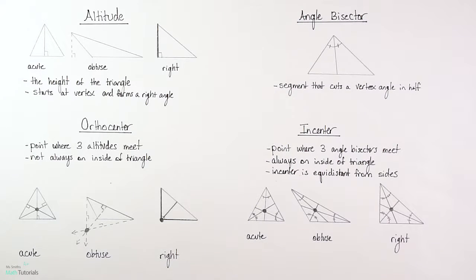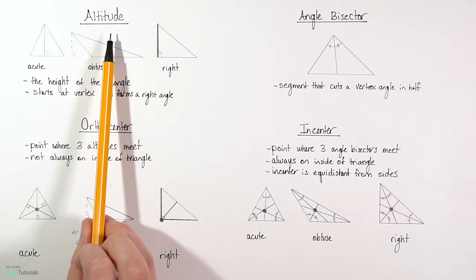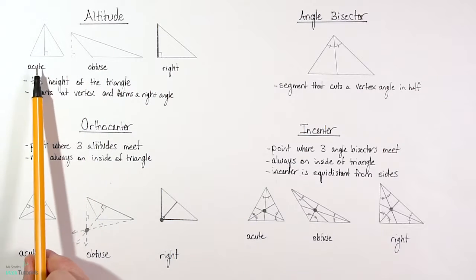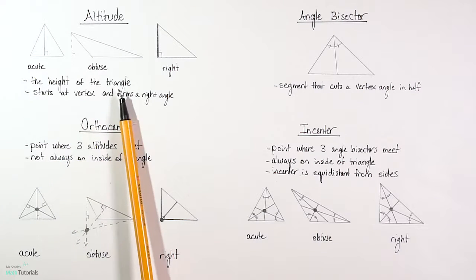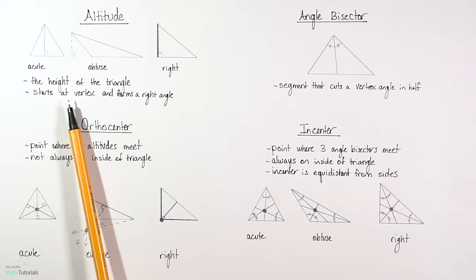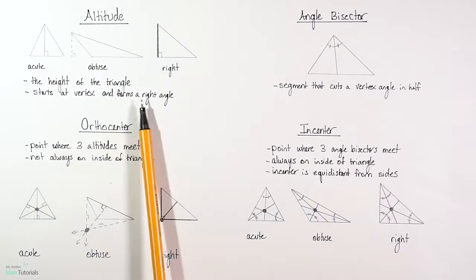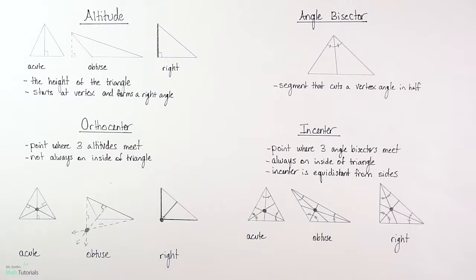Okay, let's look at our final two. We have an altitude. Now, an altitude can look really different when we have an acute, obtuse, and right triangle. So I've drawn each of those so we can kind of see. But an altitude is essentially the height of the triangle. It always starts at a vertex, and it forms a right angle. Again, it looks really different.